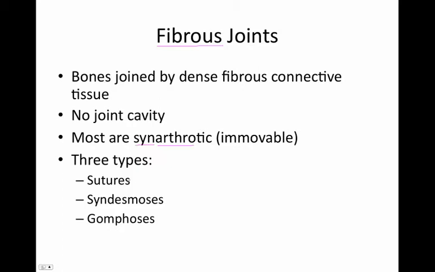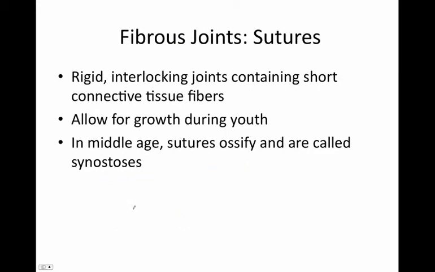The three types of these joints would be sutures, that we've seen in the skull. For instance, if we're looking at the top of the skull in a superior view, we have the sagittal suture that runs back, and then we have our coronal or frontal suture that's in the anterior or frontal bone portion. Another type would be syndesmoses, and gomphoses. So we'll take a look at all three of these specifically.